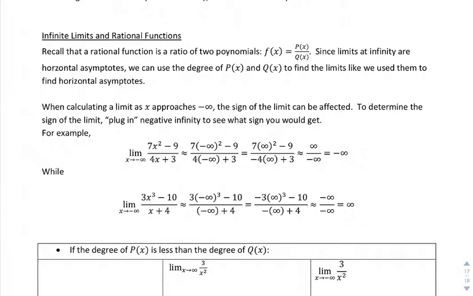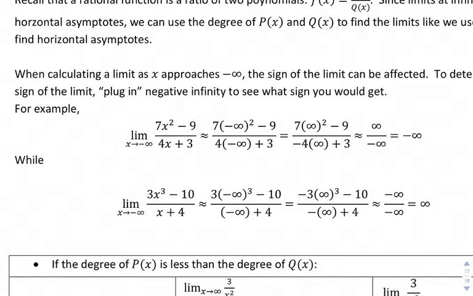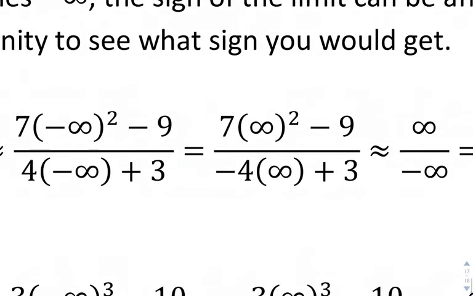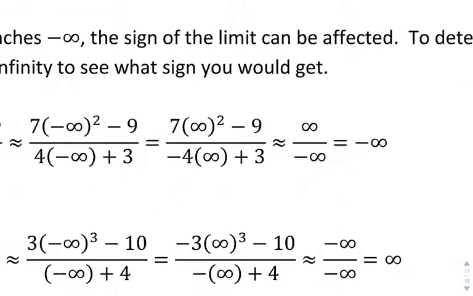When calculating a limit as x approaches negative infinity, the sign of the limit can be affected. To determine the sign, we're going to plug in negative infinity and see what you get. When the top has a bigger expression, we're going to plug in negative infinity or infinity, and we're going to go through how to do that on your little chart. For example, if the limit is approaching negative infinity, I would just replace x with negative infinity. I know negative infinity squared would give me a positive number there, and then I would just simplify. I would get infinity over negative infinity. Positive divided by a negative is a negative number.